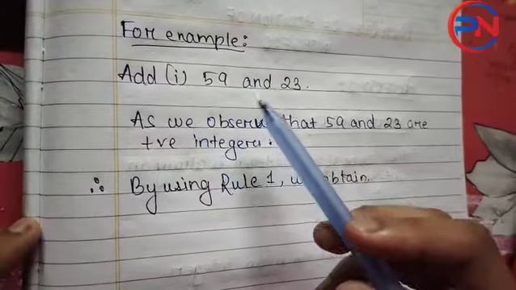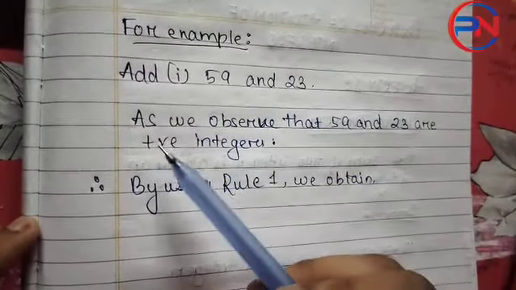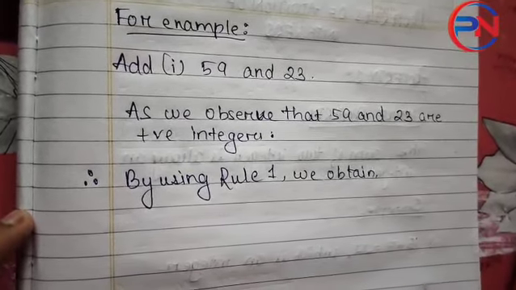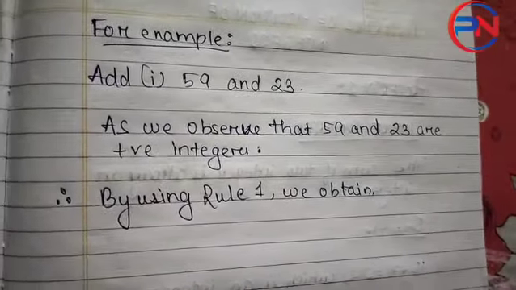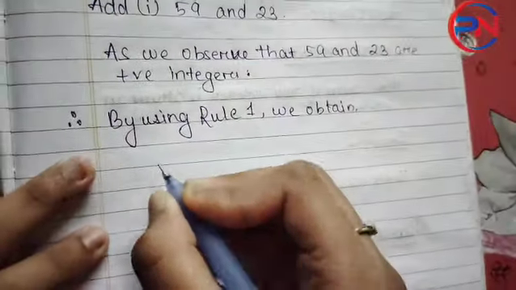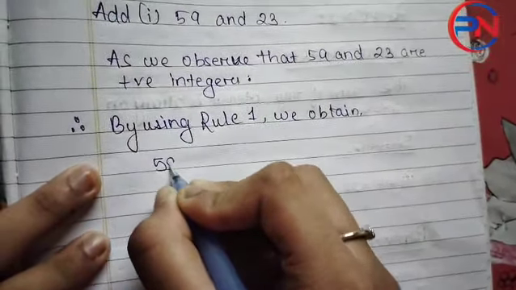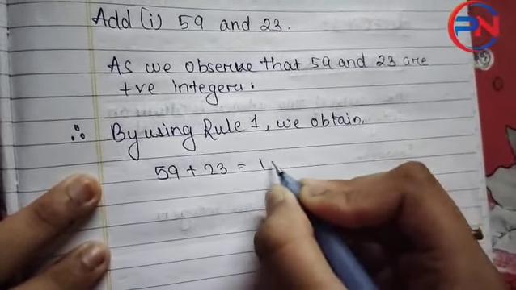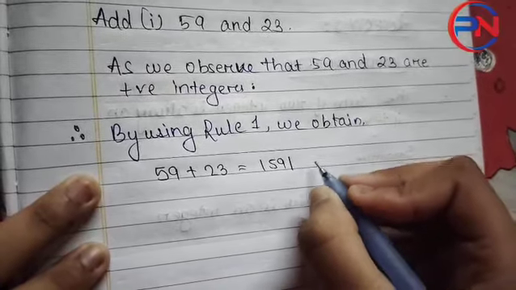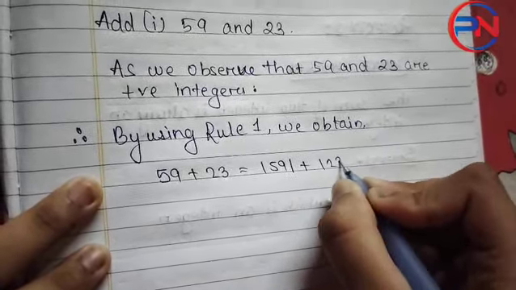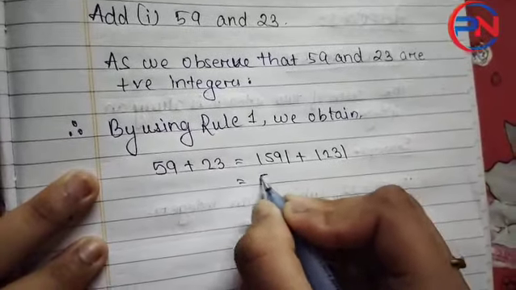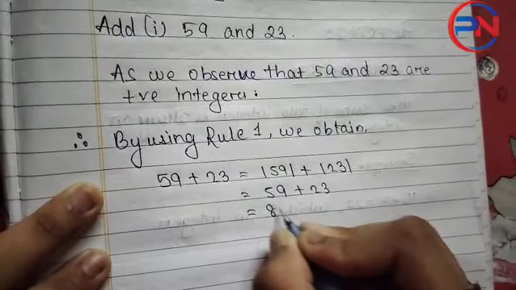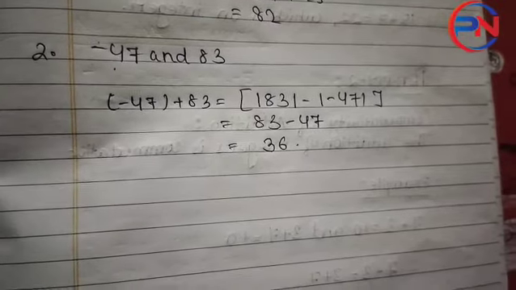Now let's move on to some questions based on the rules. Question 1. Add 59 and 23. As we observe that 59 and 23 are positive integers, so by using rule 1, we obtain 59 plus 23 is equal to |59| plus |23| is equal to 59 plus 23 is equal to 82.